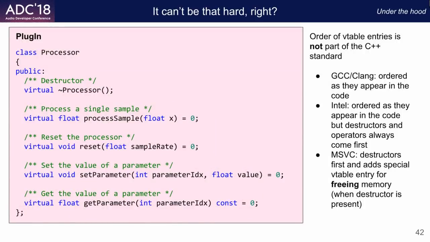Okay, and the reason is that at our interface layer, we have this big class which has these virtual methods. Turns out the ordering of these virtual methods is not portable. So GCC and Clang always order them as they appear in the code. Intel orders them as they appear in the code, but puts the destructors and the operators first. And MSVC does something really strange. It does the same as Intel, but it also adds another virtual destructor in there that you didn't write, just to deallocate the memory, okay? So imagine your plugin was built with Clang and your host was written with Visual Studio. Well, it would just crash immediately.